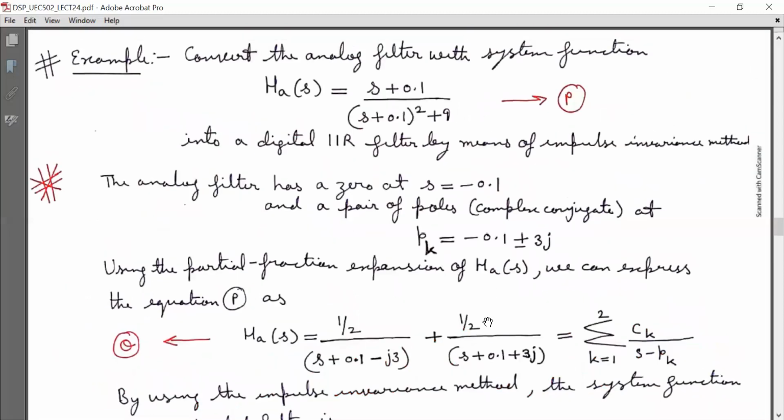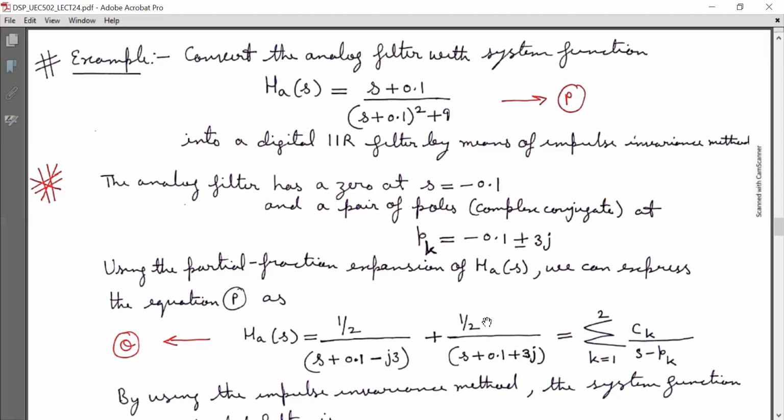Now we will do one example. Convert the analog filter with system function H(s) equal to (s plus 0.1) divided by ((s plus 0.1) whole squared plus 9), mark it as equation P, into a digital IIR filter by means of the impulse invariance method. Now we have the analog filter system function, that is H(s).